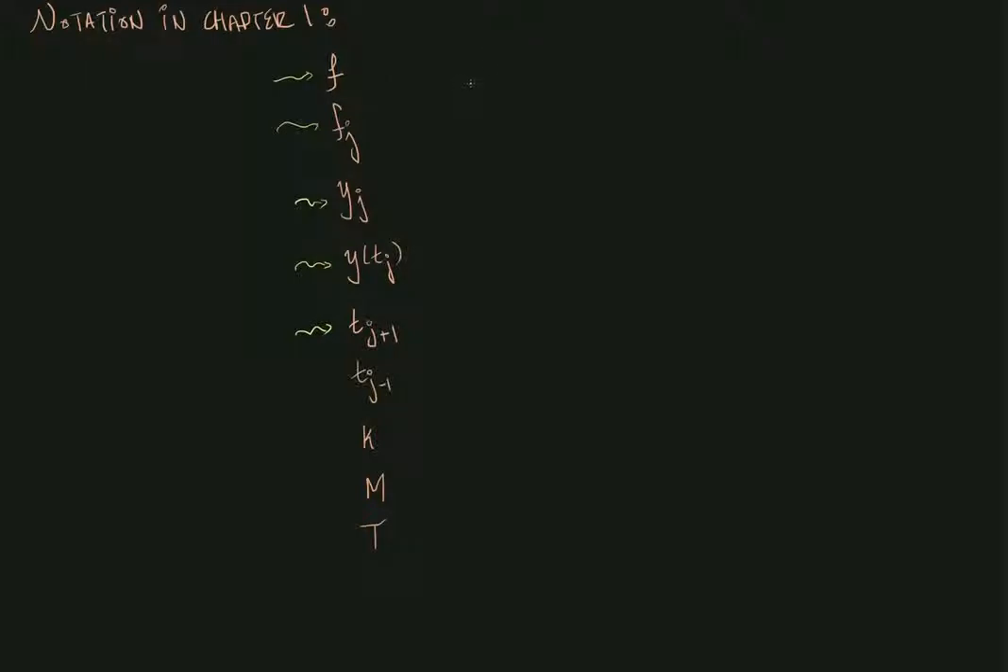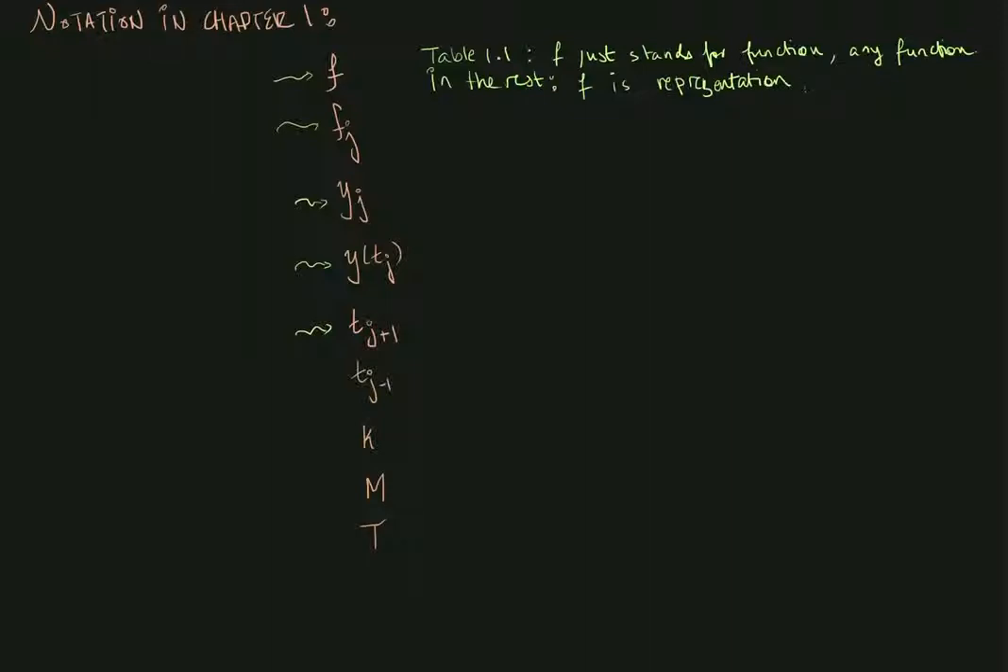F is used in two ways in chapter 1, which is quite confusing. But first of all, in table 1.1 in Holmes, F just stands for a function, any function that is differentiable. And in the rest of chapter 1, F is used to represent the differential equation, the expression that defines our differential equation.